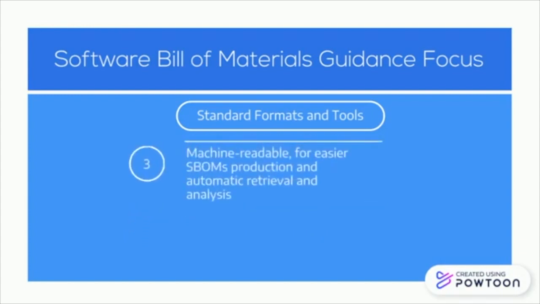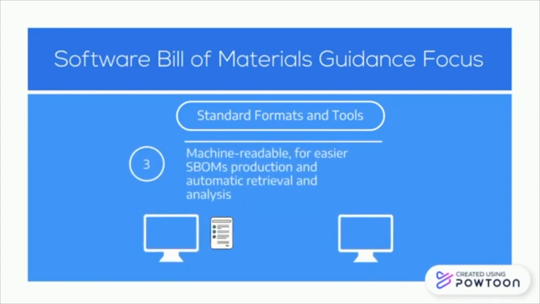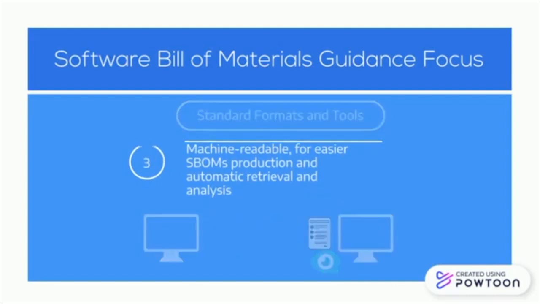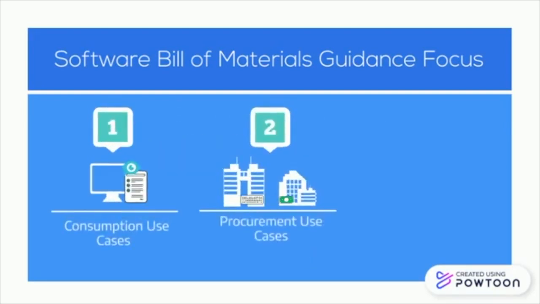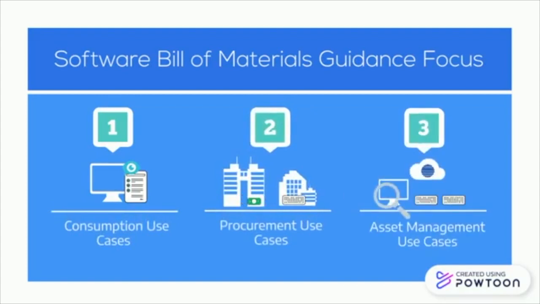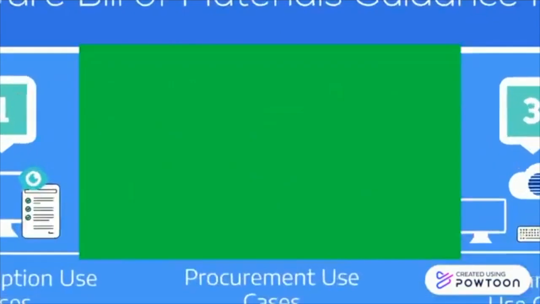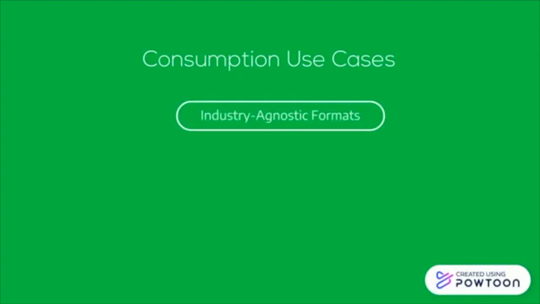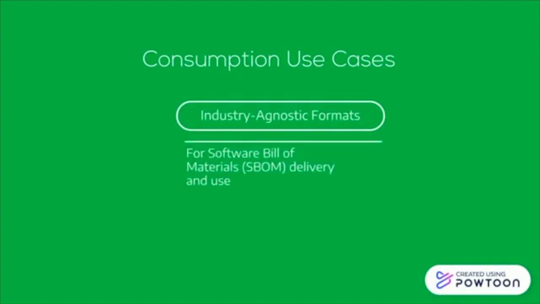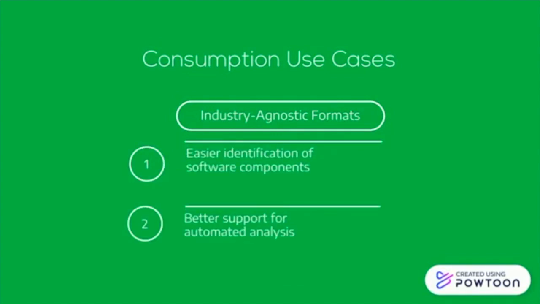These formats should be machine-readable, making it easier to produce software bill of materials and have them automatically retrieved and analyzed. The guidance should include detailed use cases on consumption, procurement, and asset management. Consumption use cases provide detail on how to process and analyze software bill of materials data. This would focus on the use of industry-agnostic formats for software bill of materials delivery and use. Using standard formats allows for easier identification of software components and automated analysis.